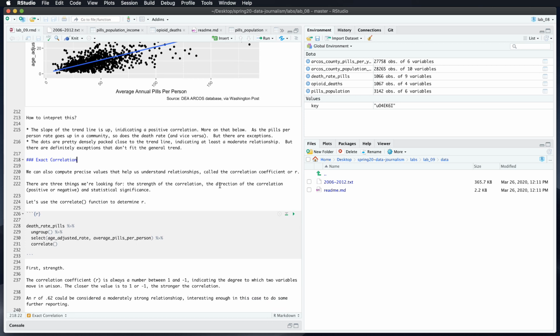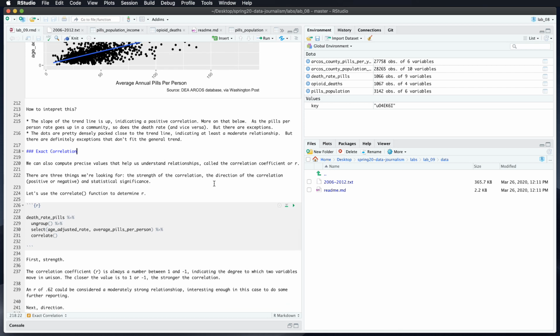And as we compute this, there are three things I want you to keep your eye out for. So the first is what's called the strength of the correlation. How meaningful is this? How robust is it? The direction, whether it's positive or negative, and statistical significance, whether the thing we found is a complete aberration, a statistical anomaly, or whether there's some potential meat to it.